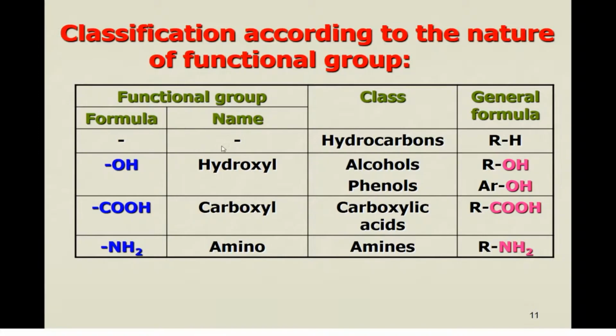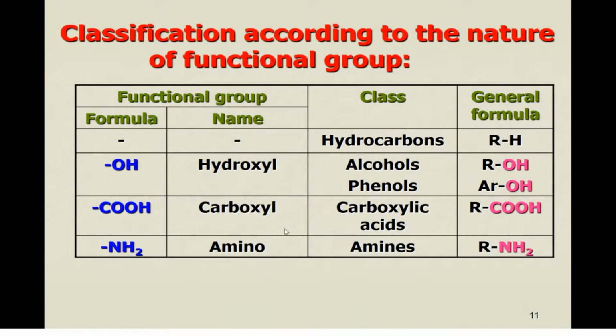Take a look. If there are no functional groups at all, such compounds are known as hydrocarbons. Again, according to the structure of the carbon chain, they can be classified as saturated, unsaturated, aliphatic or cyclic, the same classification as in the previous slide. But there are no functional groups. If a hydroxyl is present, such compounds, depending on which carbon atom in the chain it's bonded to, can be classified as alcohols, and according to the carbon chain structure, alcohols can be saturated, unsaturated, even cyclic. But if the OH group is bonded directly to the benzene ring, an sp2 hybridized carbon atom, these compounds are known as phenols. It's a different class.